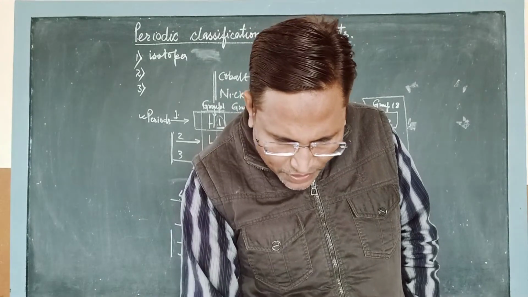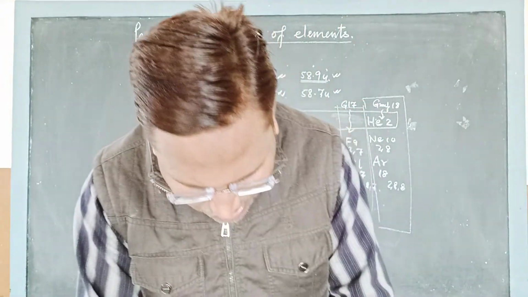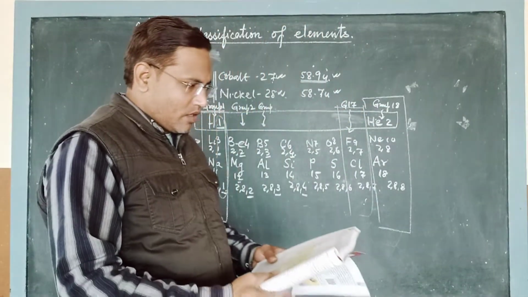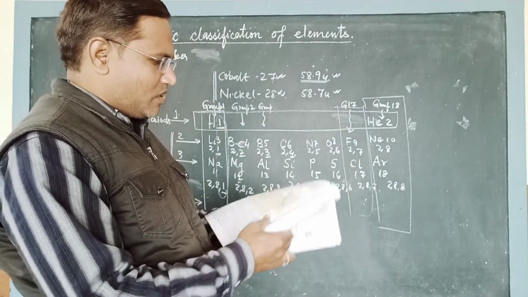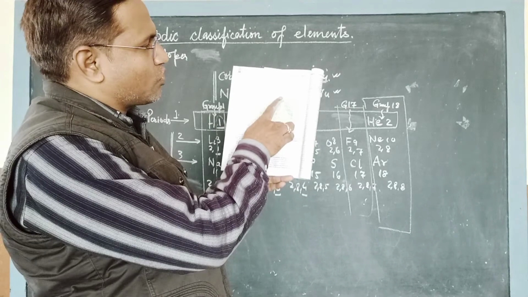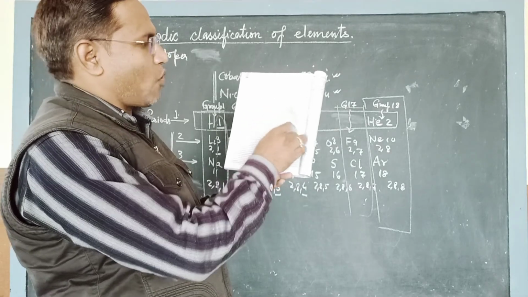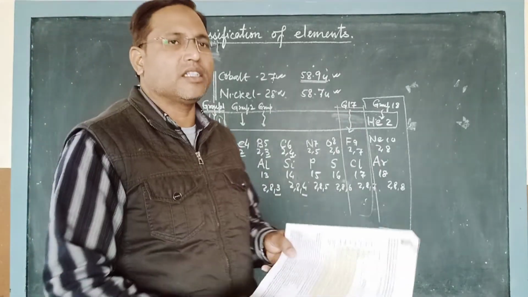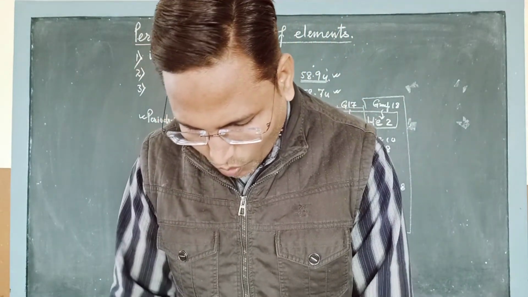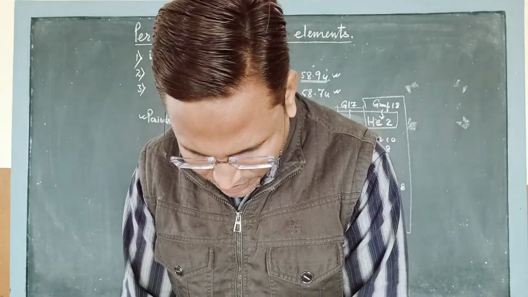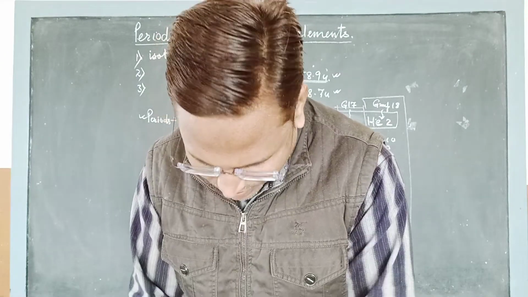Now in the modern periodic table, one more thing you will see: these elements here, shown by a different color, are the metalloids. In the beginning of the chapter I told you that there are 8 metalloids and they are given there. You can learn the names of the metalloids also.